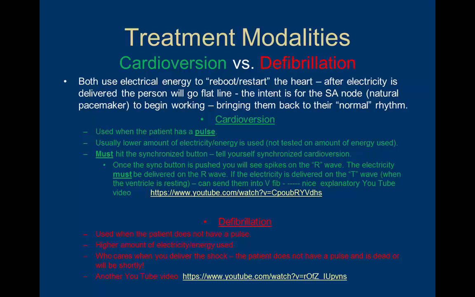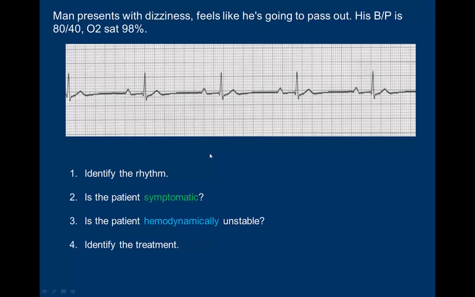Now, when do we use defibrillation instead of synchronized cardioversion? So that's used when the patient doesn't have a pulse, because if they don't have a pulse, the ventricle's not really working or resting. It's not doing anything but either quivering or not functioning. So usually with defibrillation, a higher amount of energy is used, and we don't care when we need to deliver the shock. So these are the differences between synchronized cardioversion and defibrillation.